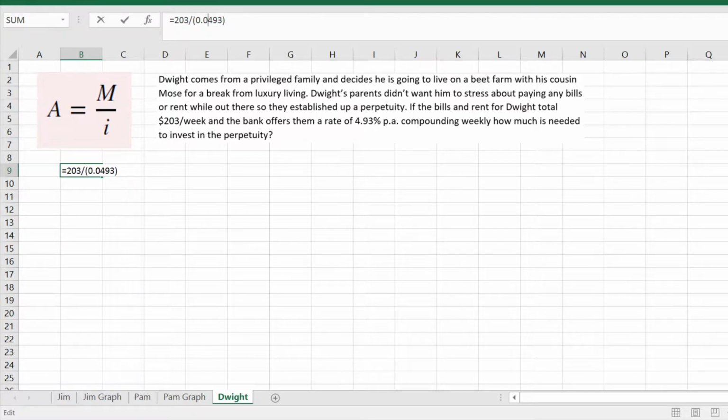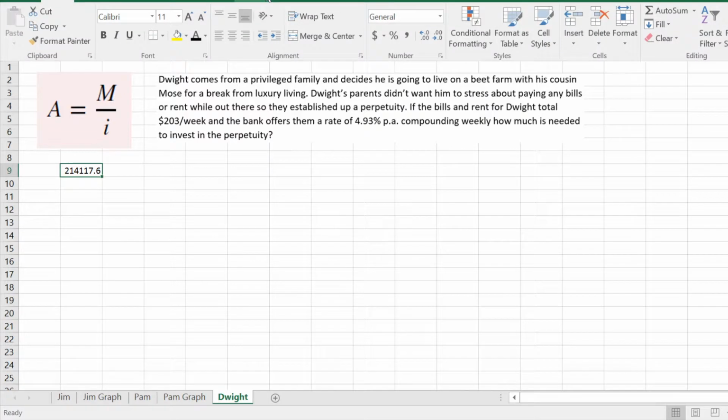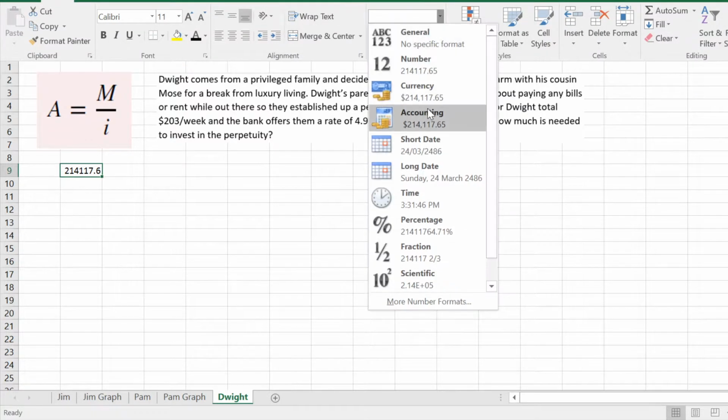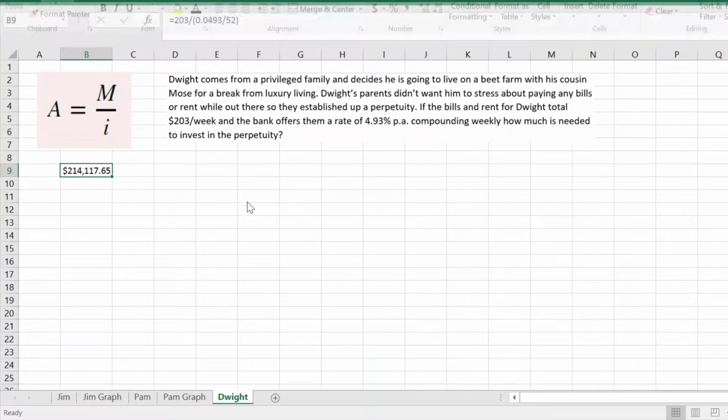So what we need to do is take this rate and divide it into 52 equal installments. And what that will give me is a weekly rate. Now, when I do that, I end up with this answer, $214,117. Rounded, we can call that $214,118. That's the original amount that Dwight's parents are going to need to invest, so he basically doesn't have to worry about his bills.